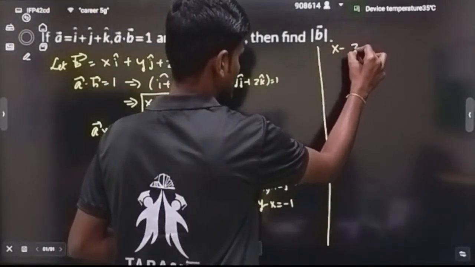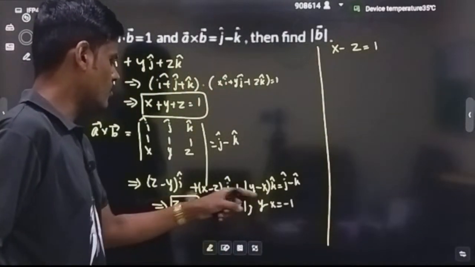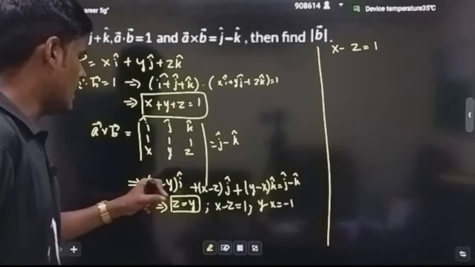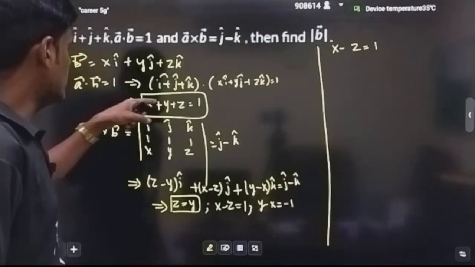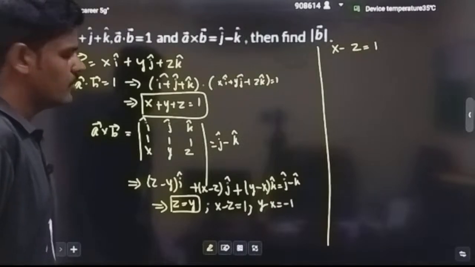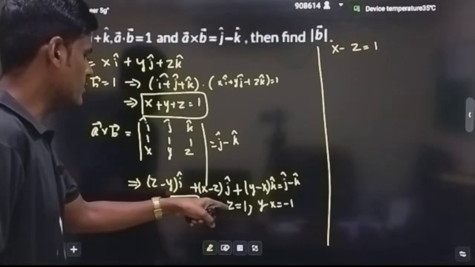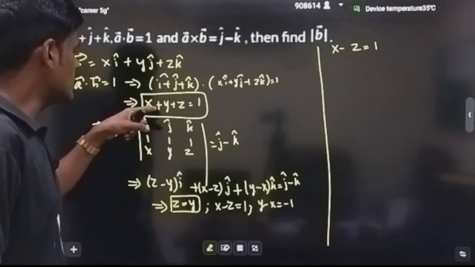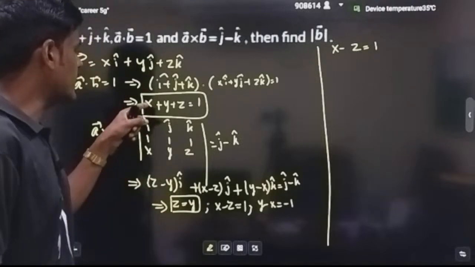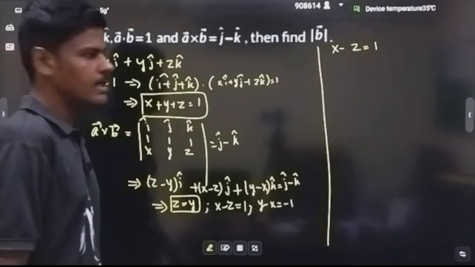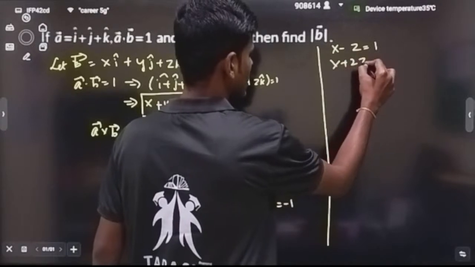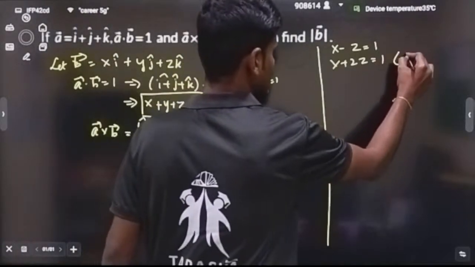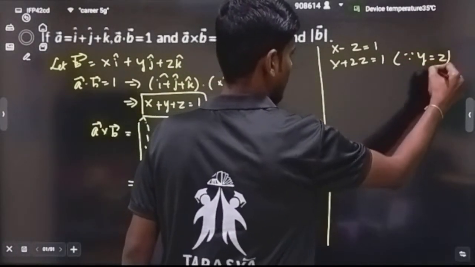Z minus x equal to minus 1 obviously, and z is equal to y, and we also got x plus y plus z is equal to 1. So we can use this relation, and since y is equal to z, we can write x plus 2z equal to 1. Correct or not?